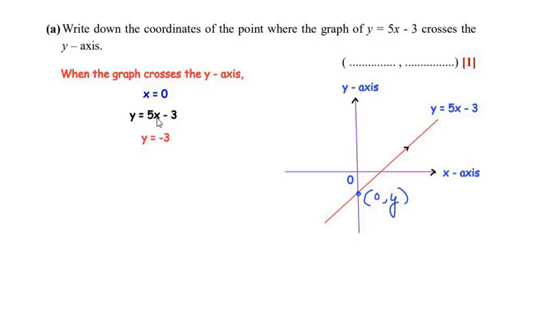So y is equal to 5 times 0. So 5 times 0 gives us 0. So 0 minus 3 gives us the value of y as negative 3. So the coordinates of this point are going to be 0, negative 3. So this is our answer. Now let us move on to the B question.